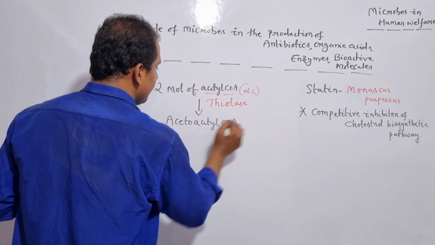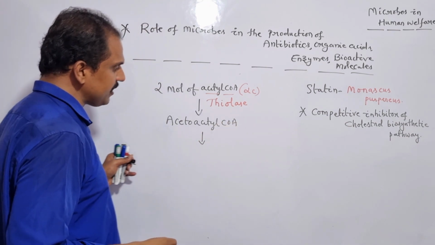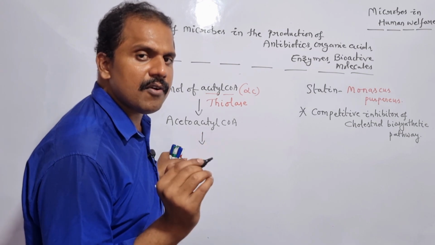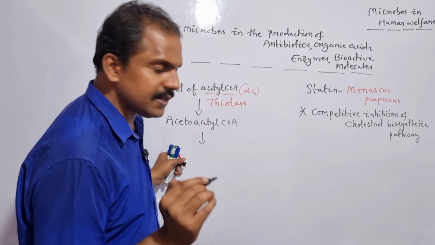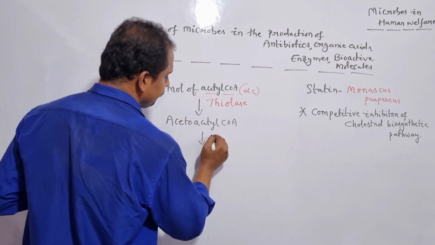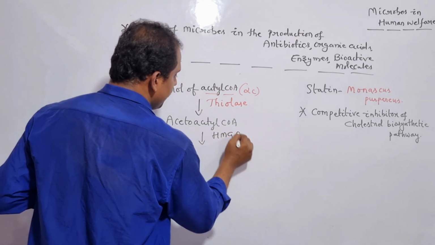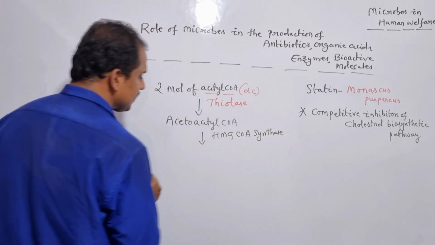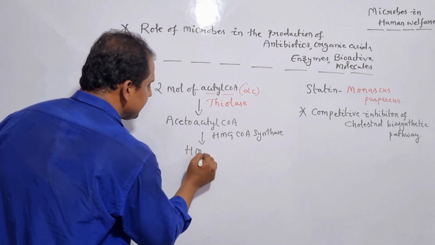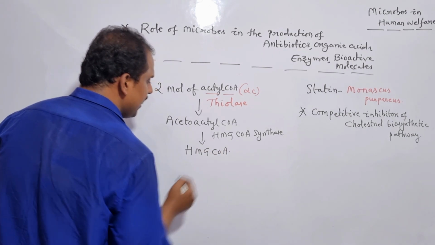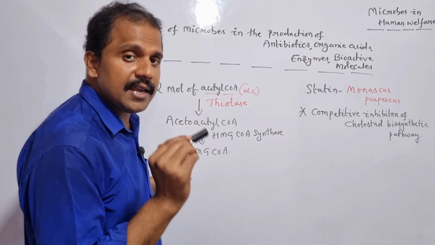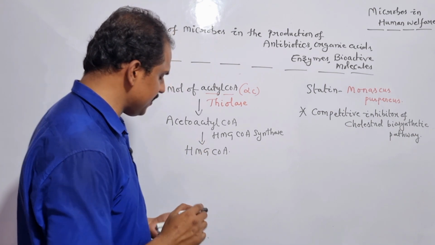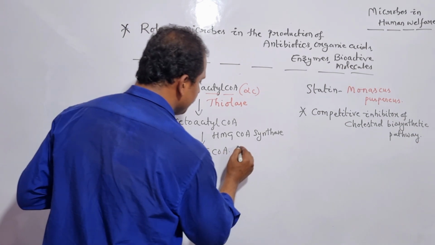Acetoacetyl coenzyme A, in the presence of an enzyme termed HMG-CoA synthase, leads to the formation of a 6-carbon compound. Is it clear? HMG-CoA synthase. It leads to the formation of a 6-carbon compound termed HMG-CoA. So here, HMG-CoA stands for what? Beta hydroxy beta methyl glutarate coenzyme A. It is simply abbreviated as HMG-CoA. It is a 6-carbon compound.